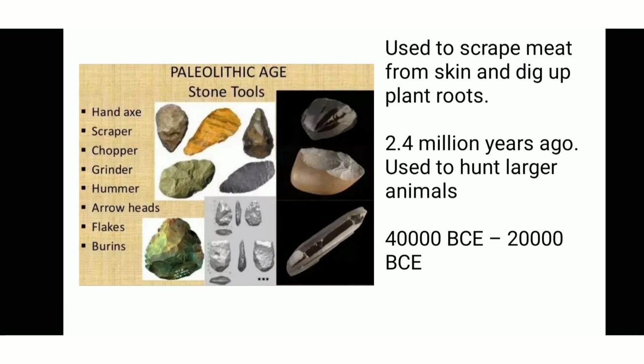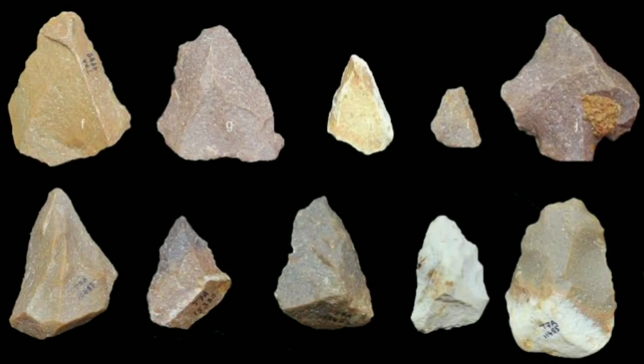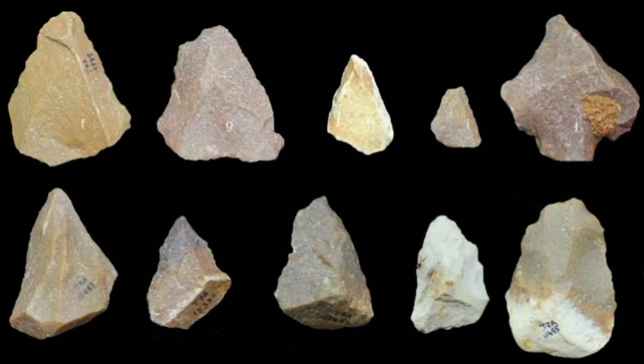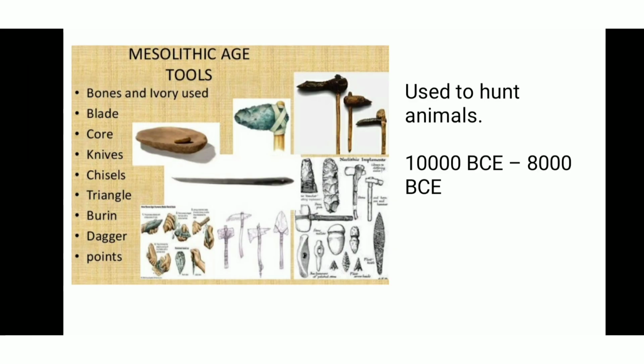For what purpose did they invent these stone tools? In order to scrape meat from skin and dig up plant roots. Not only that, these stone tools were developed around 2.4 million years ago, and also around 40,000 BCE to 20,000 BCE. The stone tools developed around 2.4 million years ago were used to hunt larger animals also.